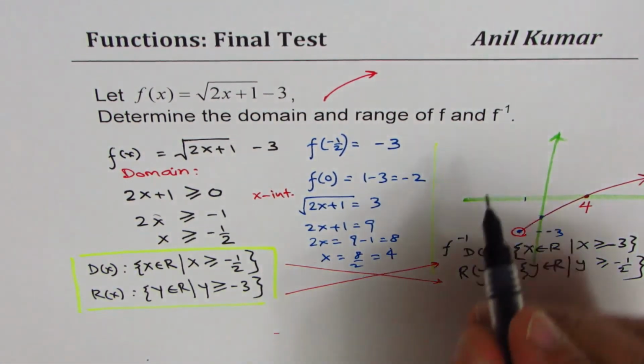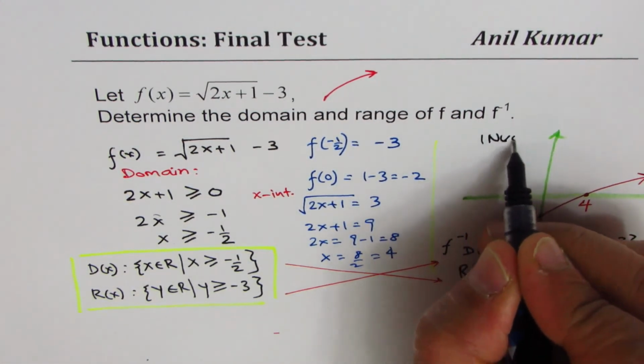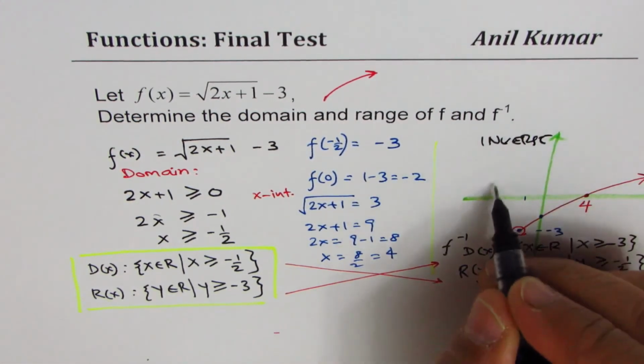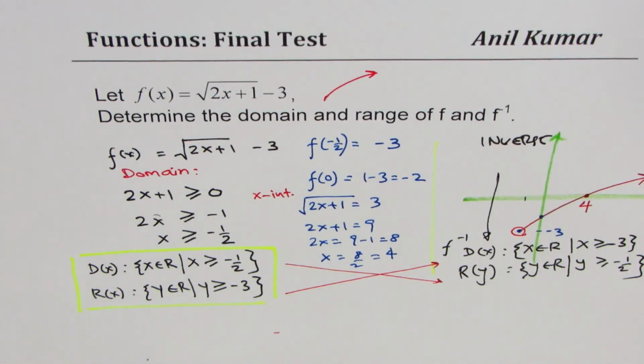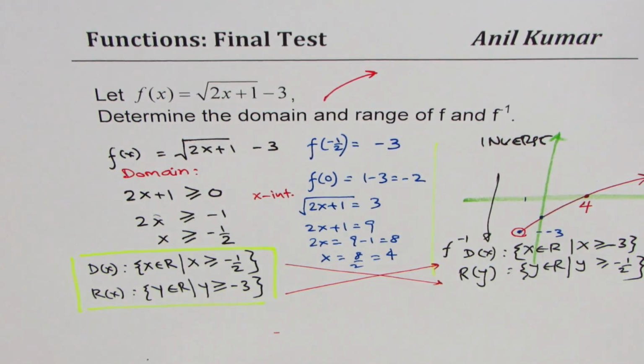So this is for the inverse function. I hope with this you understand how quickly we can actually get to the domain and range of a given square root function. I hope that helps.